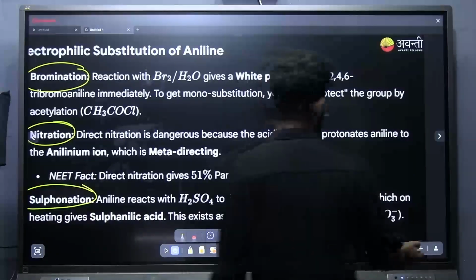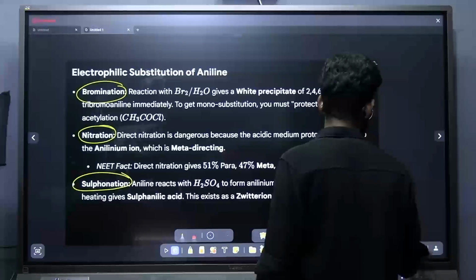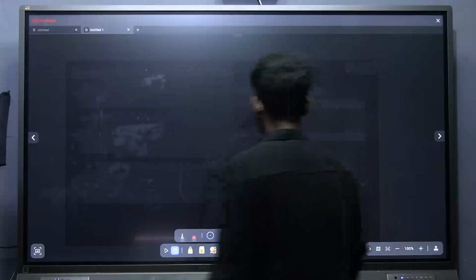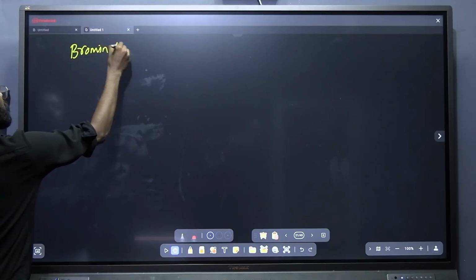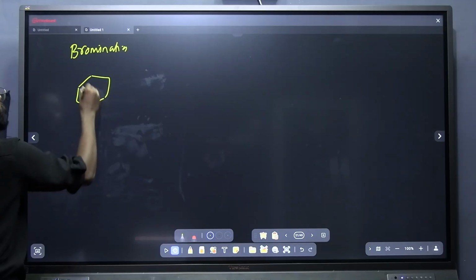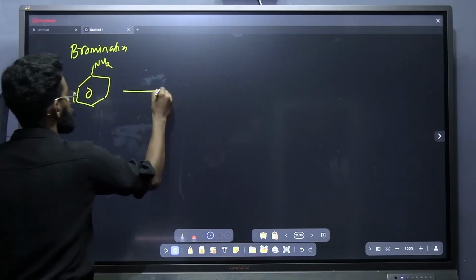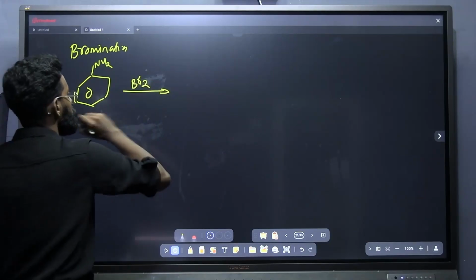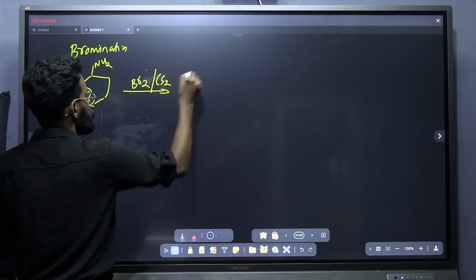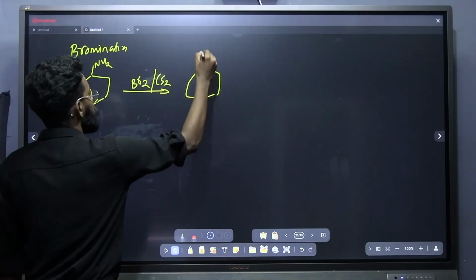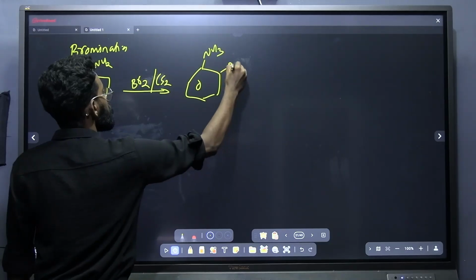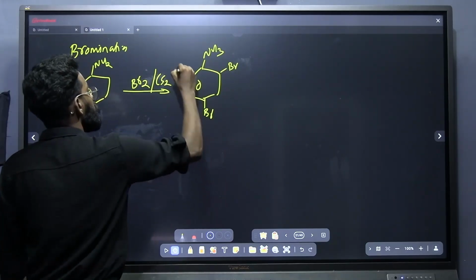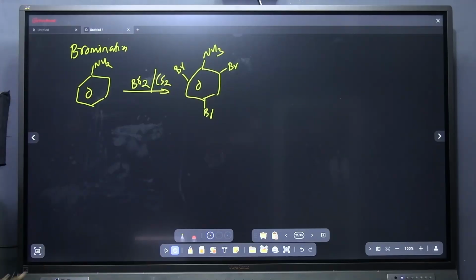Suppose if I am talking about the bromination reaction. Bromination, we know that aniline is a strong activating group, NH2 group. As aniline is a strong activating group, Br2, what is the product I will be getting? I am taking a non-polar solvent. What is the product I will be getting? I will be getting 2,4,6 tribromoaniline.